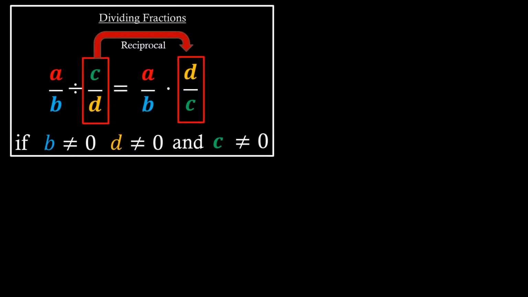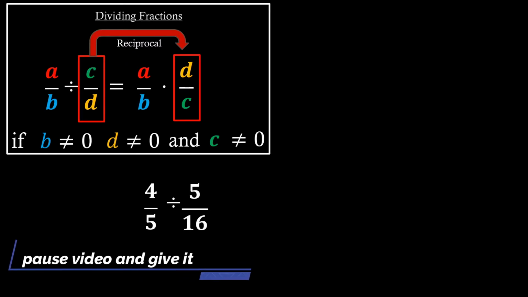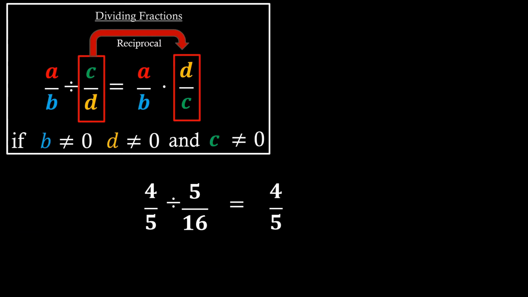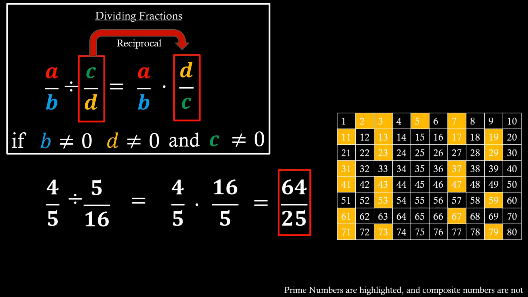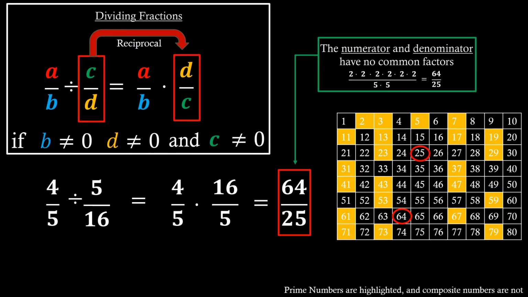So let's do some examples. We have 4 over 5 divided by 5 over 16. Now this is equal to 4 over 5 times the reciprocal of 5 over 16, which is 16 over 5. If we multiply things out, we get 64 over 25. Now 64 and 25 are both composite numbers, so we might think we need to simplify the fractions. However, if we dig deeper, we will see that the numerator and the denominator have no common factors. So 64 over 25 is the simplified fraction.